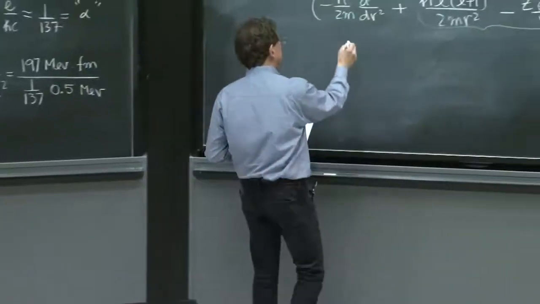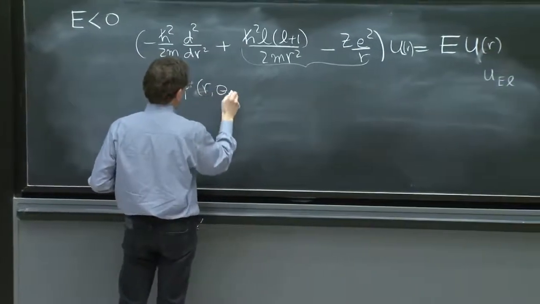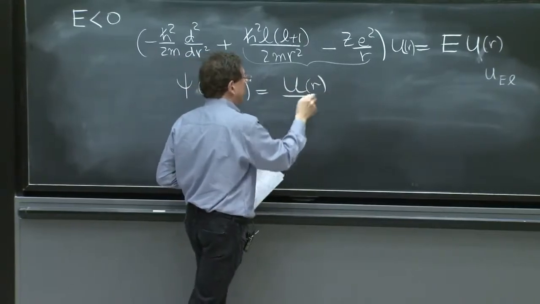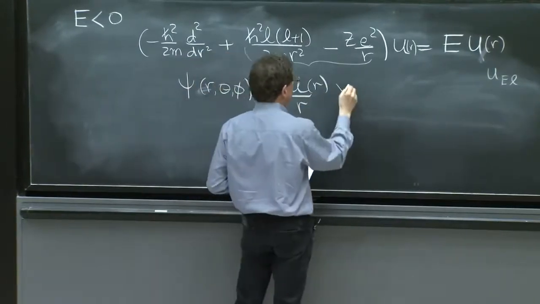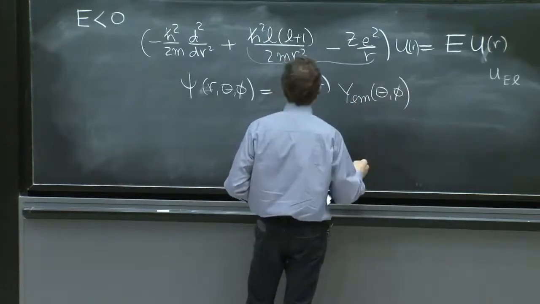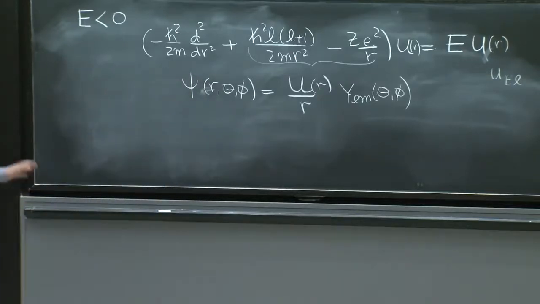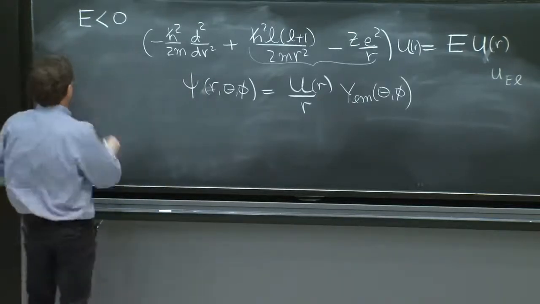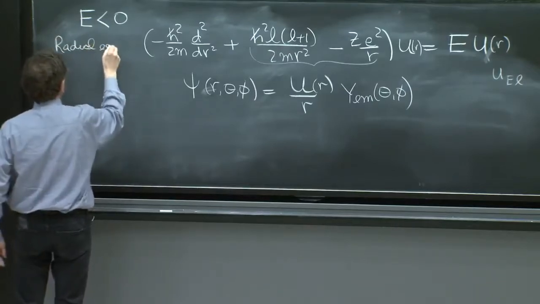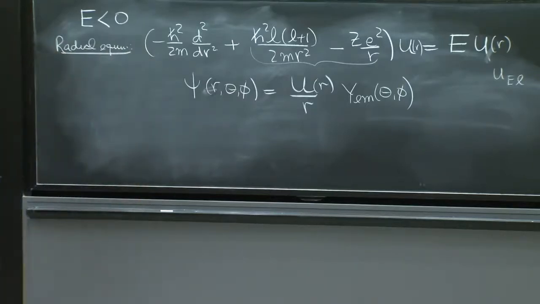So the wave function psi of r, theta, and phi will be this u of r over r times a Y_lm of theta and phi. And in fact, plugging that into the Schrodinger equation was what gave us this radial equation. So this was called the radial equation, which we talked about. We never quite solved it for any particular example.